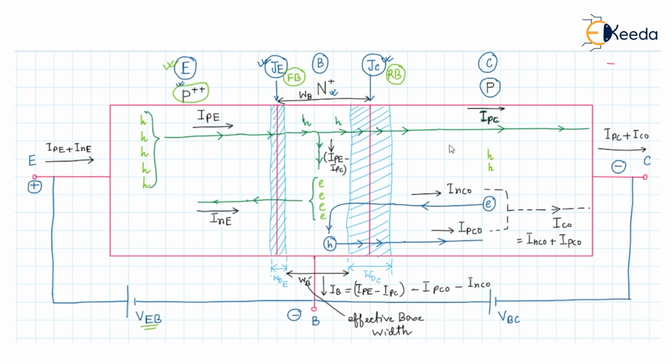Similarly, if we take an N type, that is the NPN transistor, then we can also find the current components similarly. So this is all about the current components inside the bipolar junction transistor.